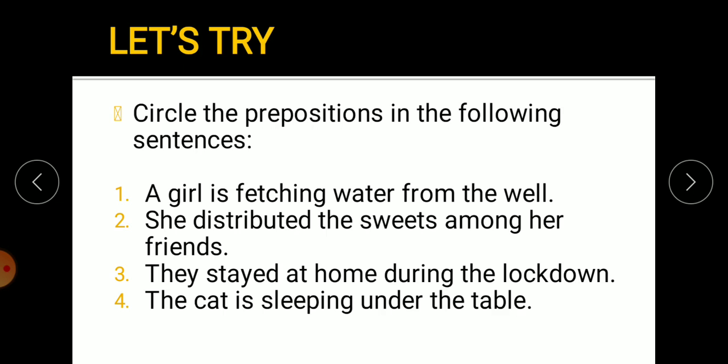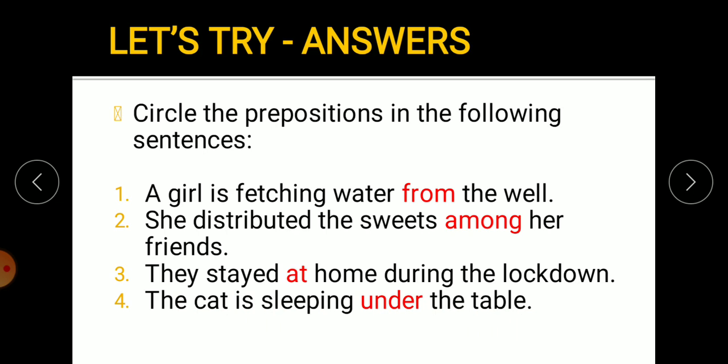Now circle the prepositions in the following sentences. A girl is fetching water from the well. She distributed the sweets among her friends. They stayed at home during the lockdown. The cat is sleeping under the table. So, children, if you have really understood the prepositions, you'll be able to do it.